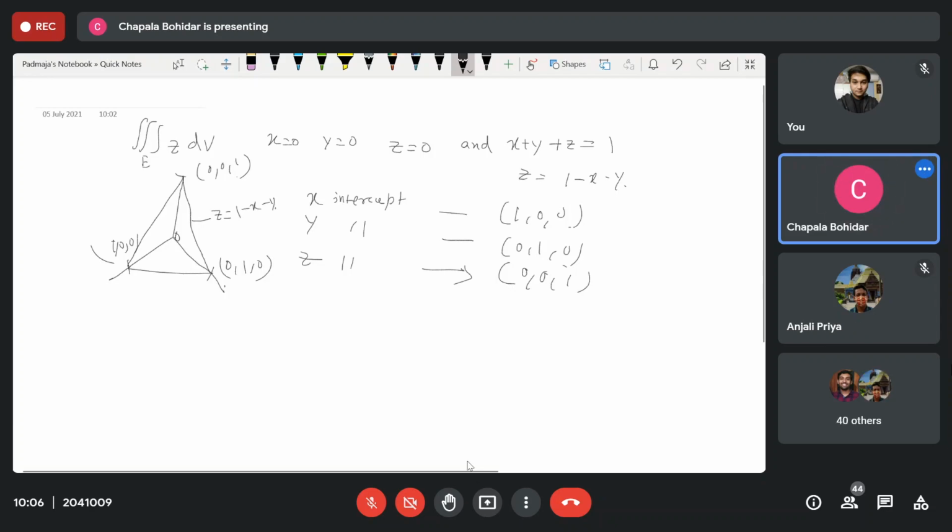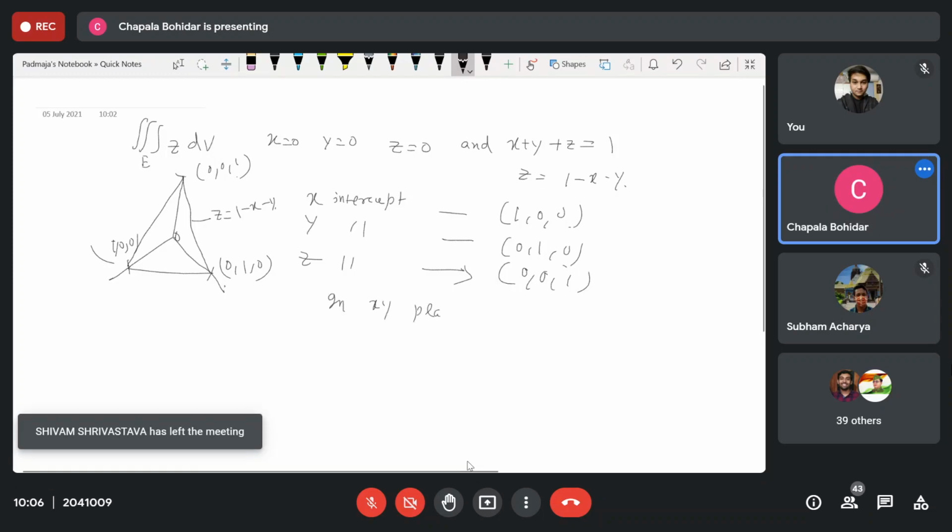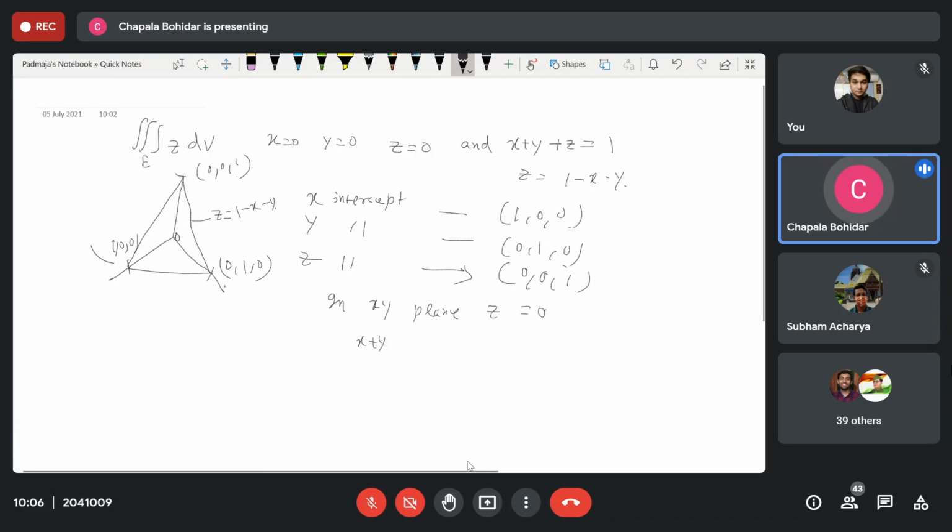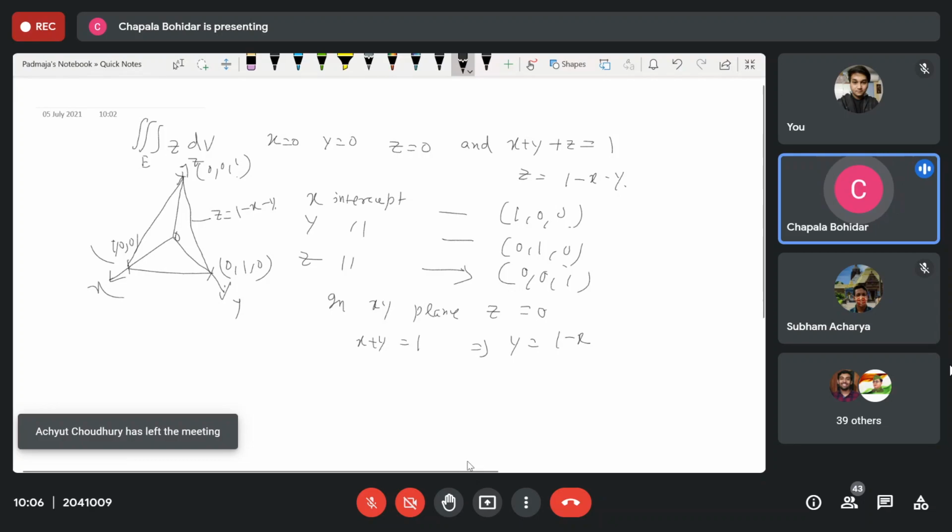Then here in the xy plane, z is equal to 0. So we get x plus y is equal to 1. This implies y is equal to 1 minus x. So y lies from 0 to 1 minus x on the xy plane. This is your x, this is your y, this is your z. So on the xy plane, y lies from 0 to 1 minus x. It is a function of x, so x must be constant.